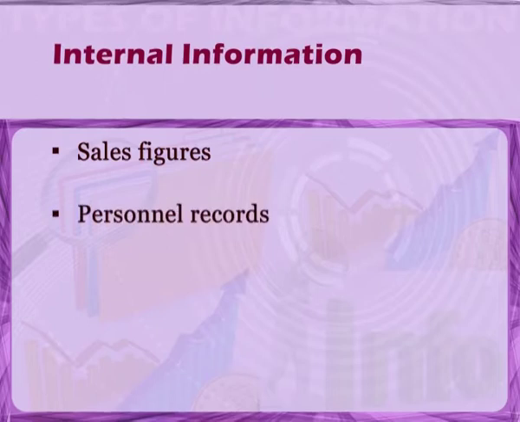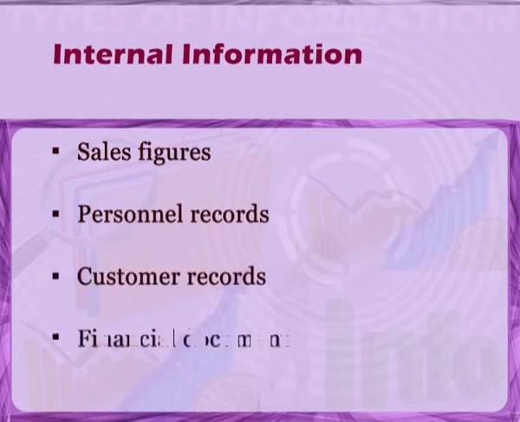Most of the information used by the management is obtained from the internal operations of the company. Internal information may take the form of sales figures, personal records, customer records and financial documents such as trading, profit and loss accounts and the balance sheet. This information helps in taking more accurate decisions for internal processes. However, external information about the environment in which the organization exists is also important to all organizations.